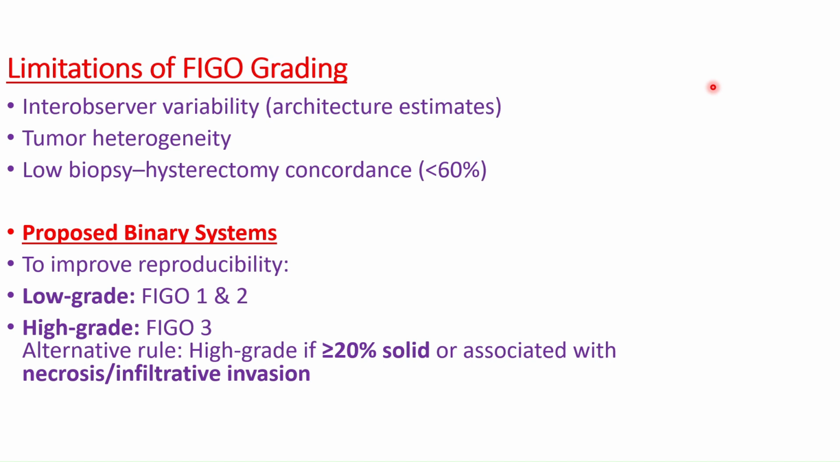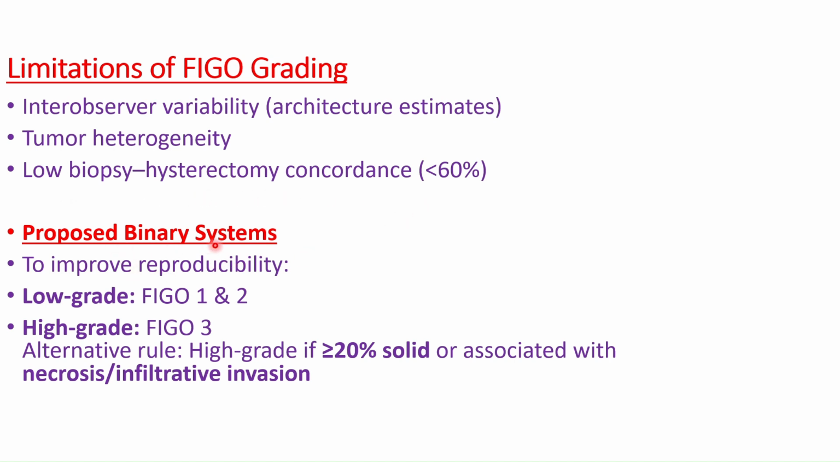Now limitations of FIGO grading. So there is inter-observer variability, like architectural estimates, and tumor heterogeneity, because whenever we get a biopsy, some of the areas present in the biopsy will have a different tumor grading or architectural grading in different areas. So it depends upon what type of tissue we are getting, and there is low biopsy hysterectomy concordance.